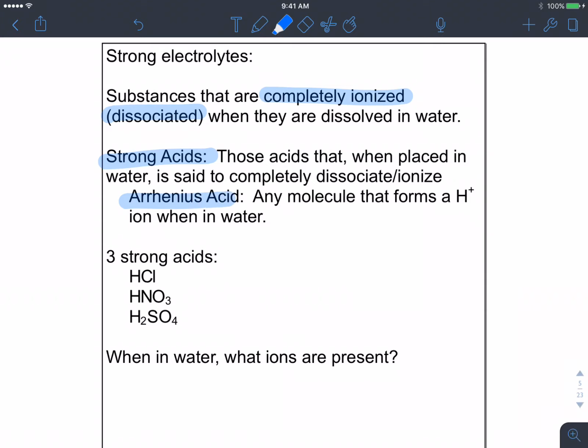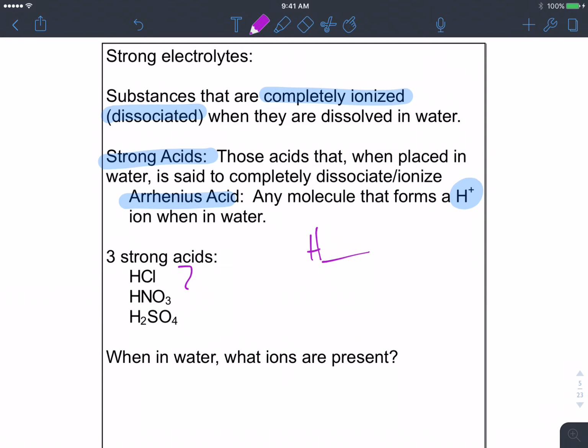There's such a thing as an Arrhenius acid, thanks to Svante. And he says that you can recognize an acid really easily. If it has an H plus ion when it's in water, it's an acid. So anytime we have H and then something, it's an acid. They're not all strong acids, but they are all acids.